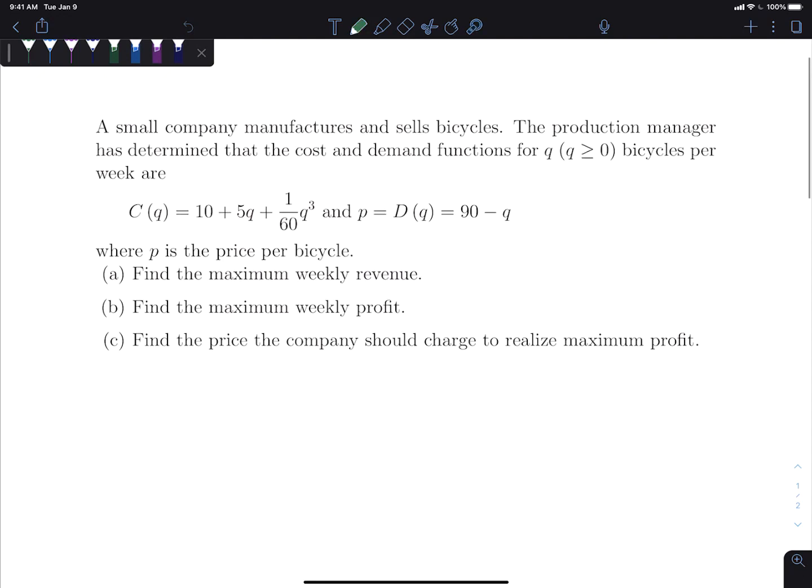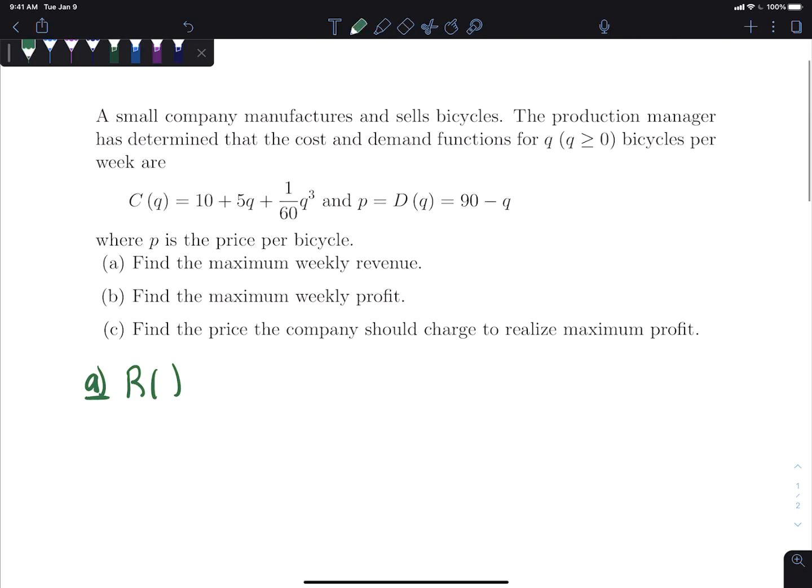Okay, so on A here, we want to find R of Q, the revenue as a function of the quantity supplied. Actually, we want the actual price, to be honest with you. Well, revenue is price times quantity. So, R of Q equals P times Q.